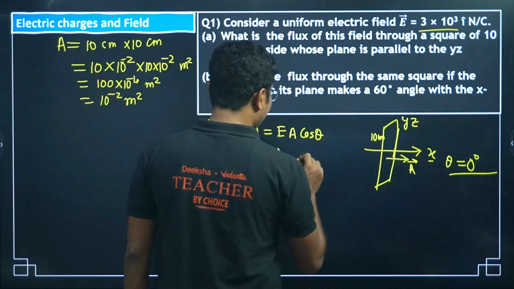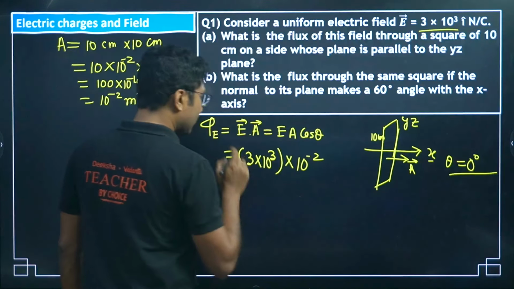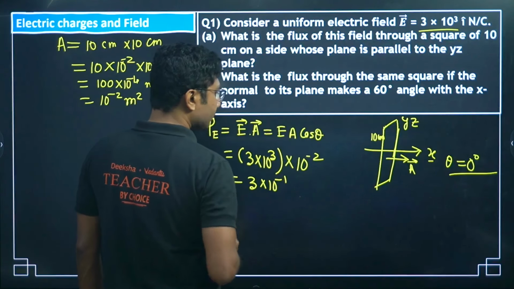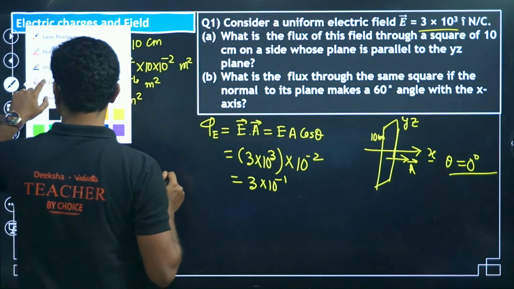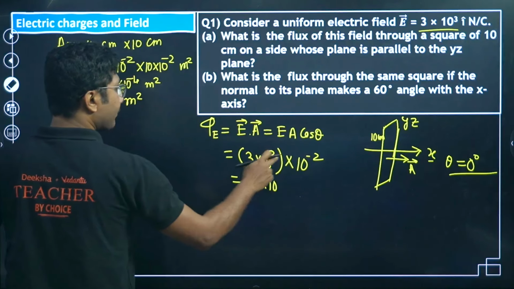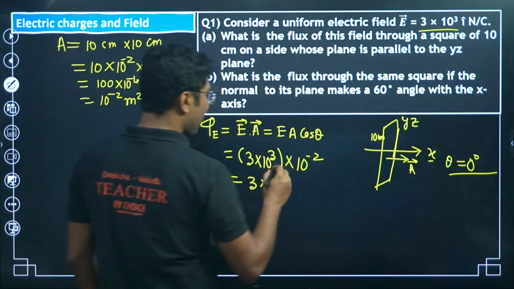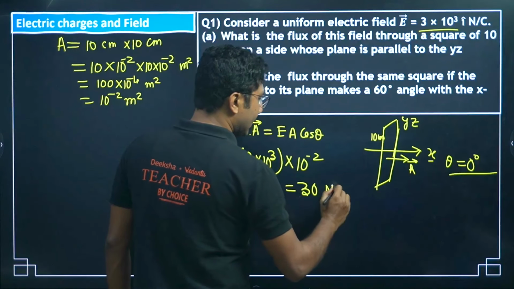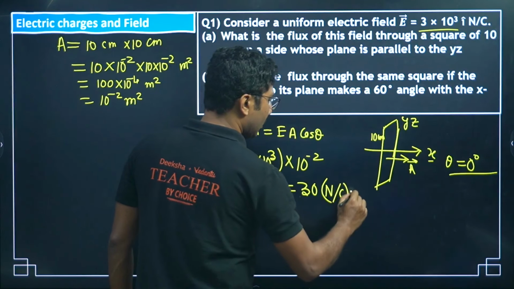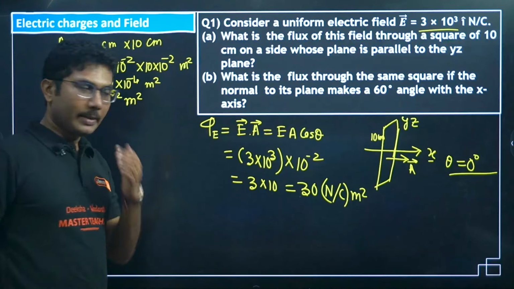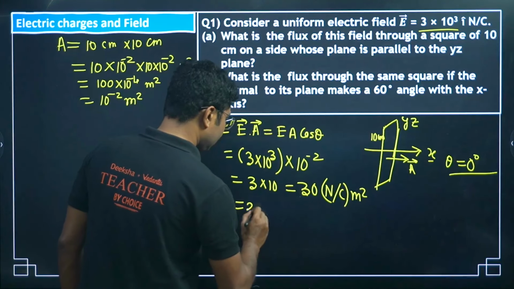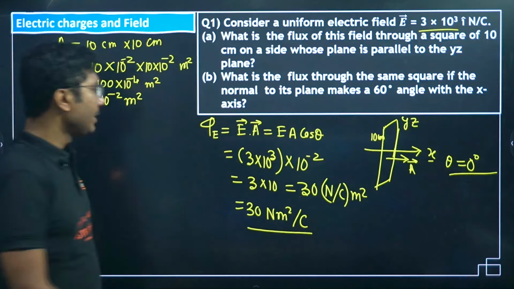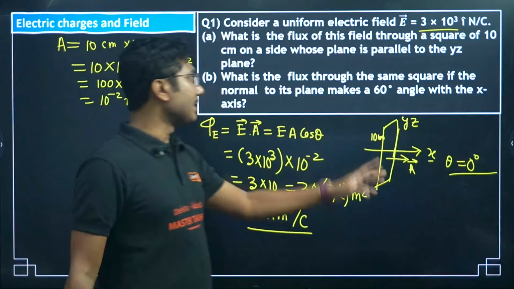Okay. So area we have calculated 10 to the power of minus 2. So just put the value and you will get 3 into 10 to the power of plus 1, 10 to the power of 3 into 10 to the power of minus 2. So 10 to the power of plus 1, that is simply 10, so that equals 30. Now unit is very, very important, Newton per coulomb into meter square, that is 30 Newton meter square per coulomb. Okay, so this is the unit. So this is the electric flux through this particular surface.